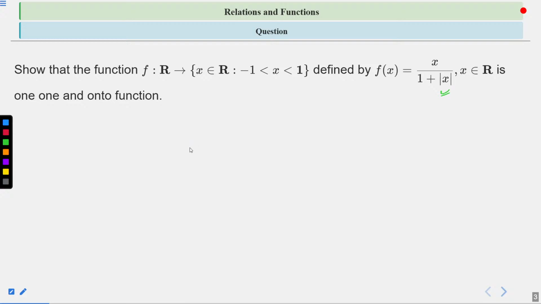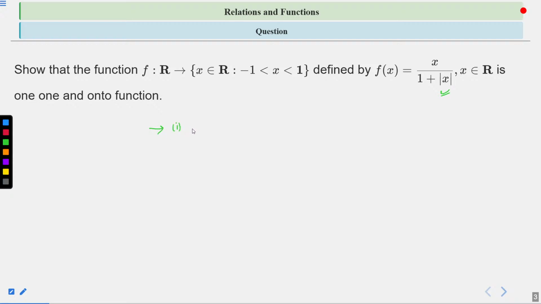So what are the conditions for a function to be bijective? We all know that for a bijection, the function must be both one-one and onto. First we have to check one-one. So how will we approach it?